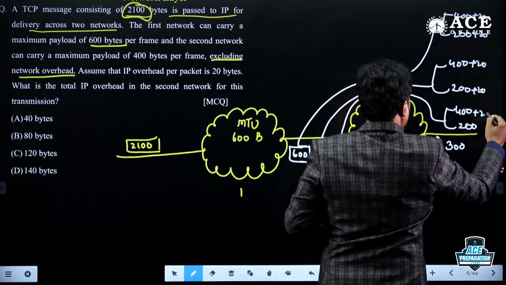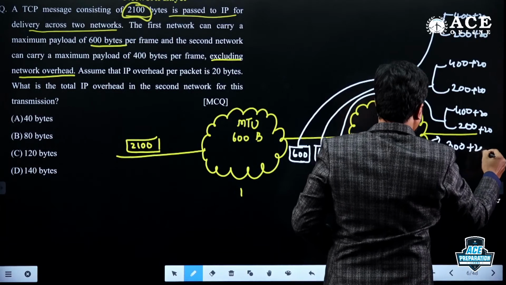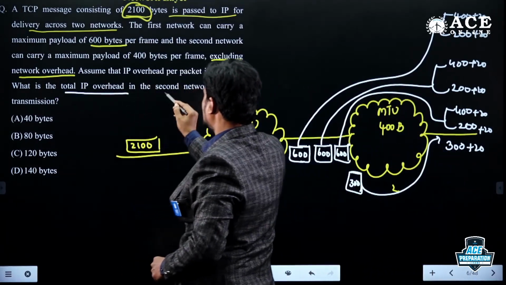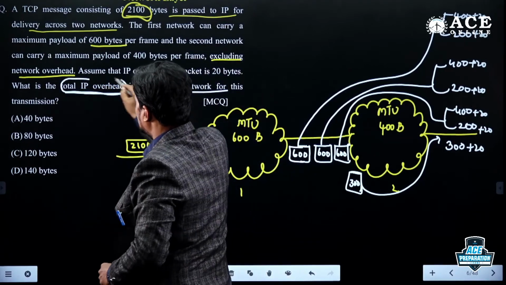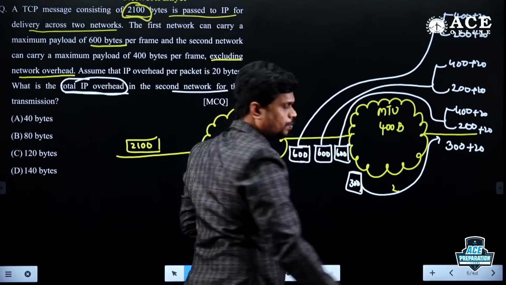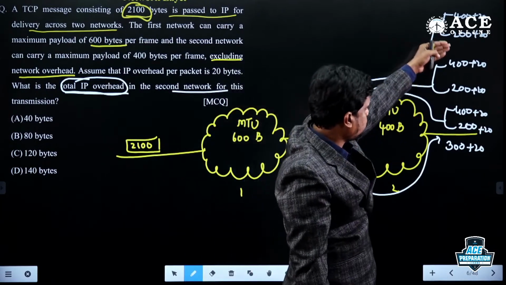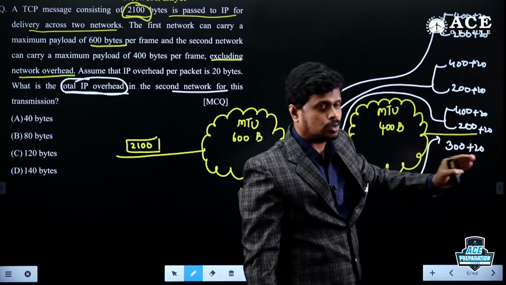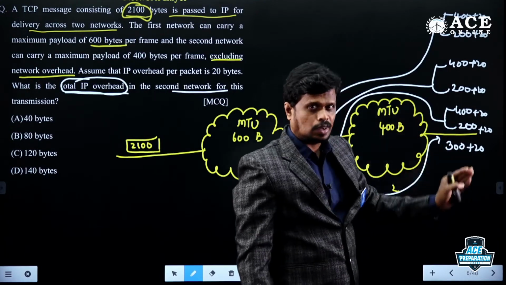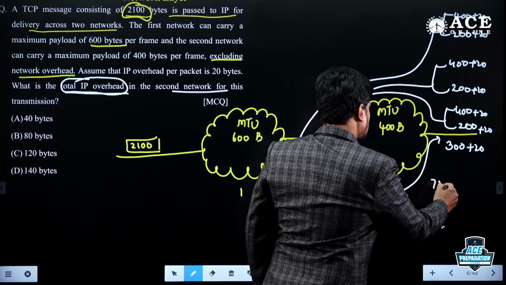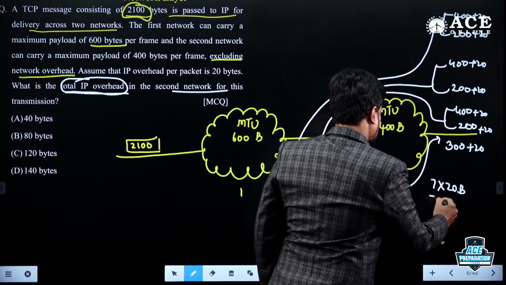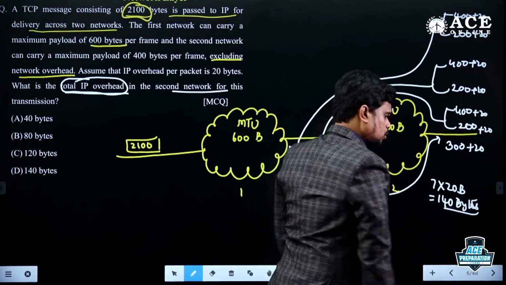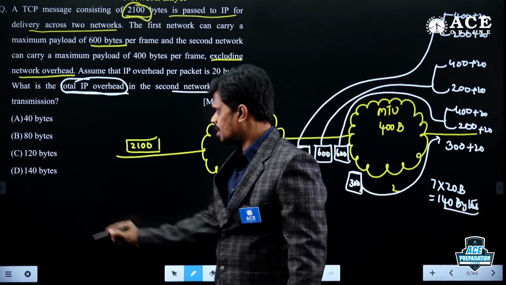So then, the question is asking about what? The question is asking about the total IP overhead in the second network for this transmission. So we have 7 fragments here. For each fragment, 20 bytes of header is being appended. So 7 into 20 bytes, which is 140 bytes. So 140 bytes is the answer for this question, which is matching with option D.